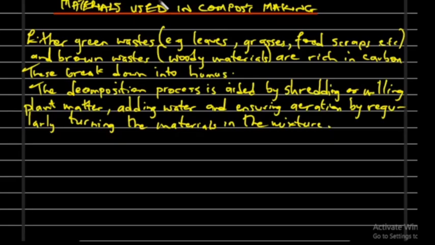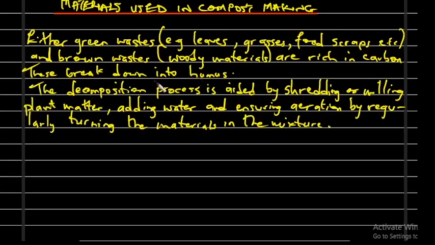So here I wrote out some materials that you use in making compost. It is made from green waste. You can add green waste, e.g. leaves, grasses, food scraps, etc., and brown waste. All of this brown waste from woody materials is rich in carbon. You can break them down into humus.